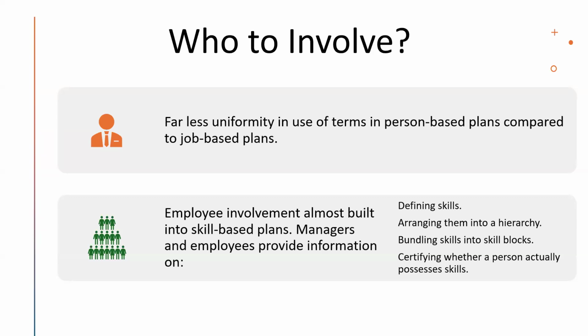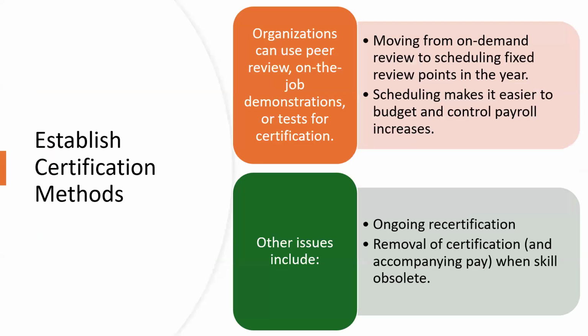You then bundle those skills into skill blocks, and then you make sure that people get certified, showing that they possess those skills once they've done the training for those skills. And you can do certification in lots of different ways. Organizations have traditionally used peer review, where someone, like a coworker, actually watches someone use the skill, or like at the end of a training, that's the most common way of doing it.